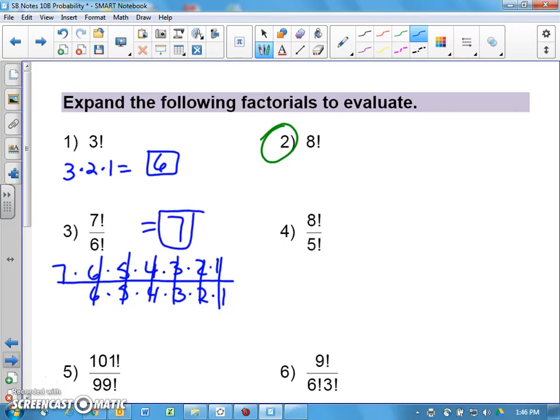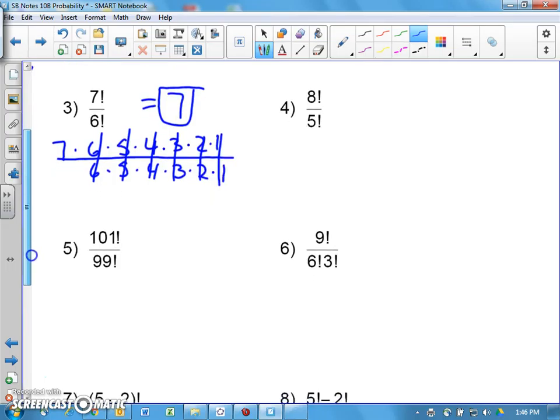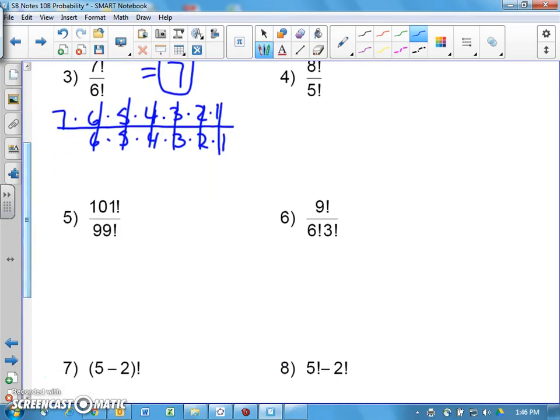I want you to do the same thing with 8 factorial over 5 factorial. Expand it, write it out, cancel what you can, and multiply what's left. I'm going to do the next one, the 101 factorial, because sometimes you can take a bit of a shortcut, and that may actually help you with number 4 if you'd like to.